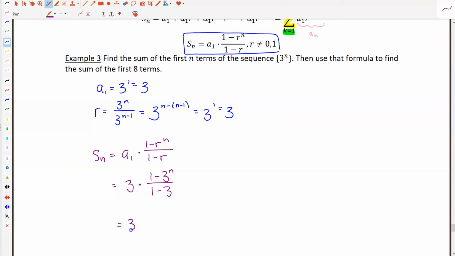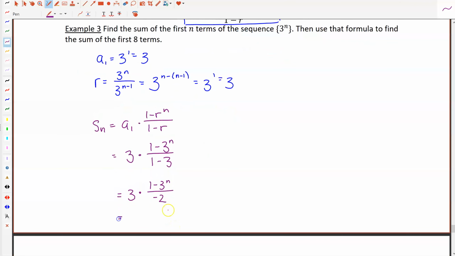So let's clean this up. I'll leave this 3 out here in the front for a moment. I'm going to get 1 minus 3 to the nth power, and then 1 minus 3 is negative 2. So maybe as a final cleanup, I'll bring that out in front. So I'm going to get negative 3 halves times 1 minus 3 to the nth power. So there is my generic expression. And again, maybe I'll write a little note here. This will be the sum of the first n terms. This expression will tell me what that sum is.